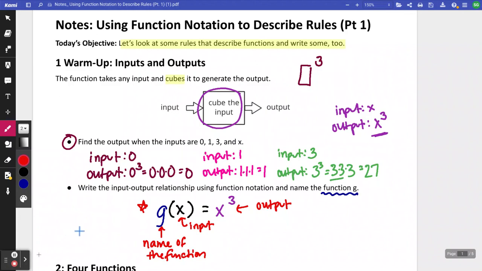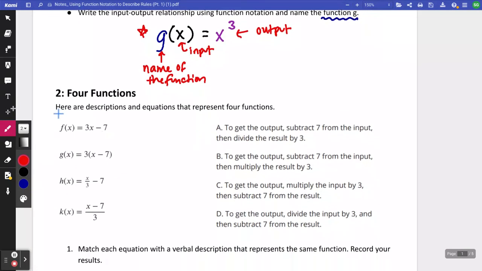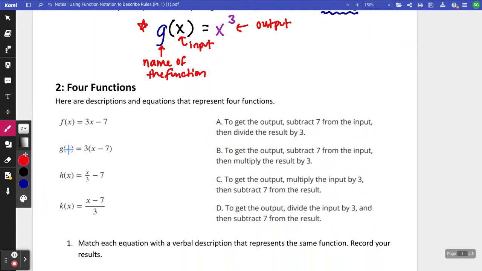Now, this was our first example. Our first one was about the situation where the function cubes whatever you put into it. The next part of this is going to give us more examples of this function notation and how it's being used to describe rules. So for this next part here, we are going to look at 4 functions, as the name of the activity suggests. And our first goal is going to be matching these 4 function notations with a description of what that function is doing.